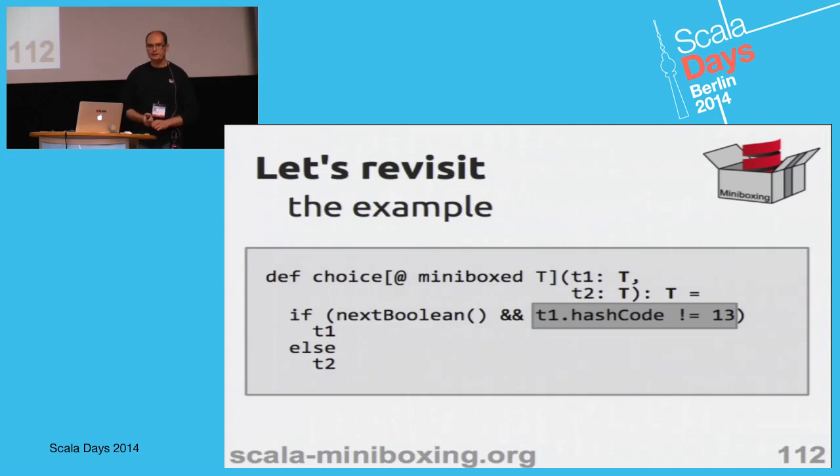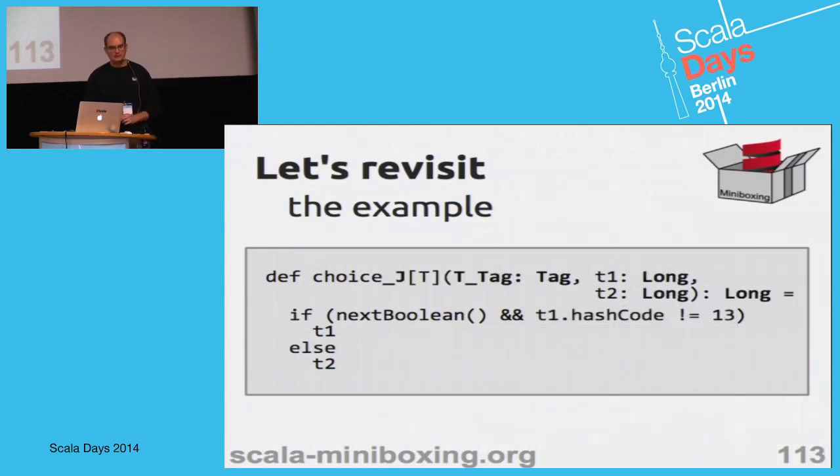So let's say we have a programmer that fears the number 13. So some superstitious programmer. And he says, well, in choice, I'd rather not pick number 13. And how do I figure it out, since it's generic, so it might be number 13? But he says, well, if the hash code is 13, maybe it's 13. So the question is, okay, we can translate it to choice_J, no problem. We know the arguments, we know the return type. But how do we translate t1.hashCode?